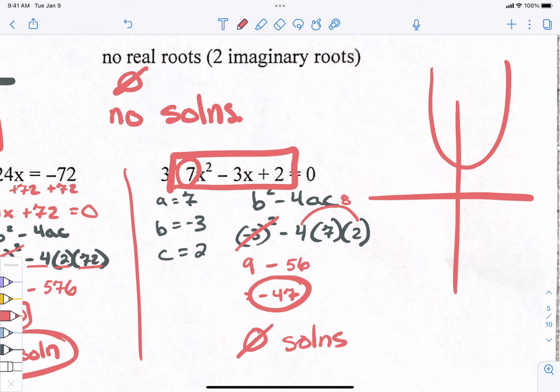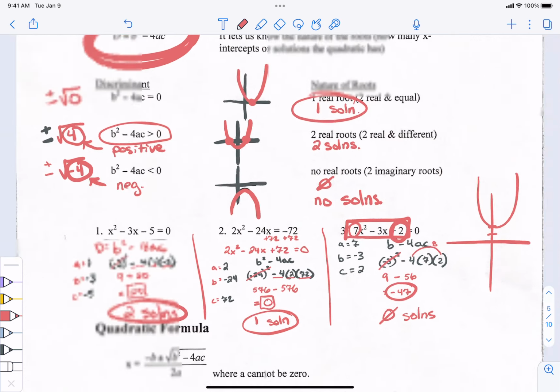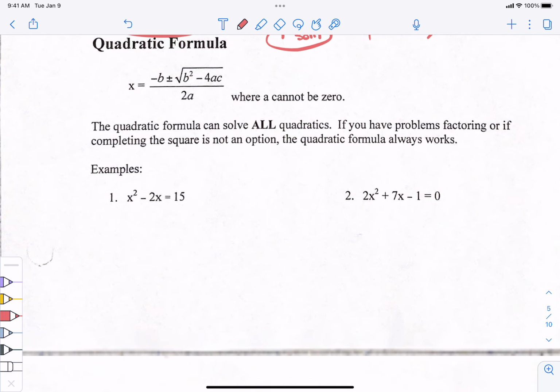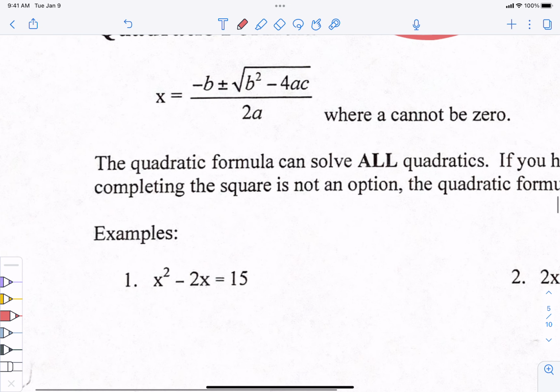Okay, make sense? It could be farther up than that. Actually, the y-intercept is 2, so I know at least it's touching here at 2, right? Okay. All right. Now we're going to go down and do the entire quadratic formula all the way through.